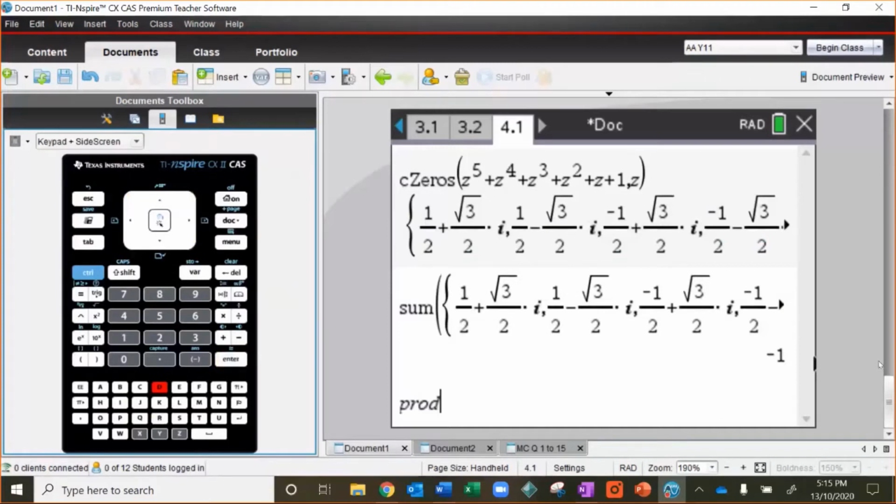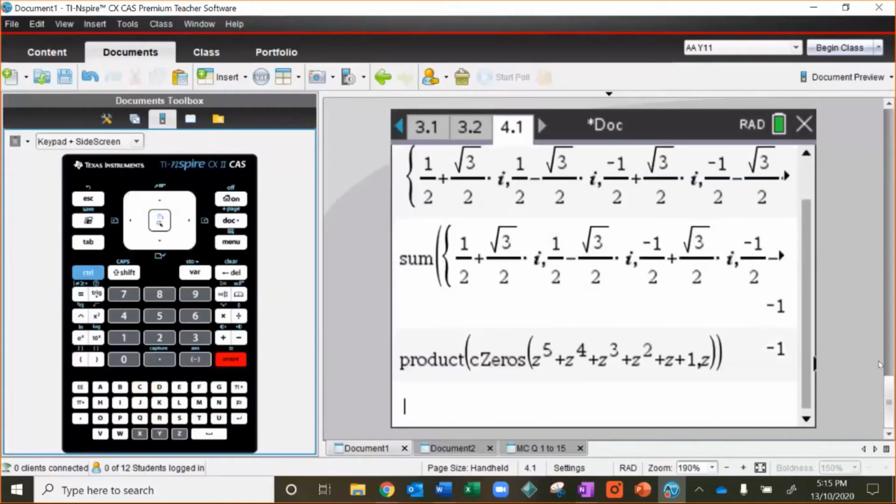And we type product. It's fast on the computer. You might just go straight to here if you want the product of C zeros without actually displaying the zeros, and it will work as well. So the sum of the zeros of this fifth degree complex polynomial is -1, and the product is -1. Notice that the coefficients are real, so the conjugate root theorem applies. Therefore, the answer to question 4 is A.